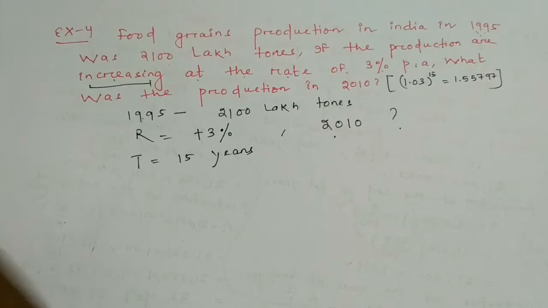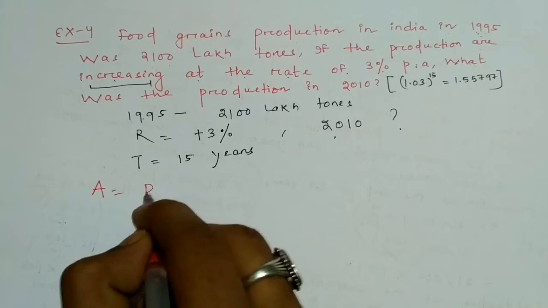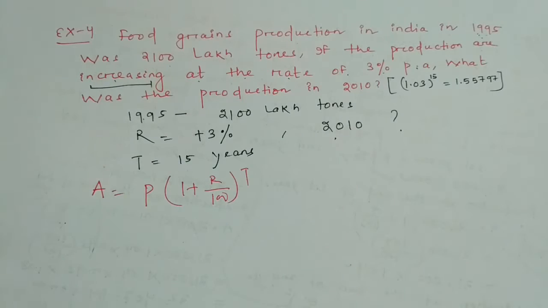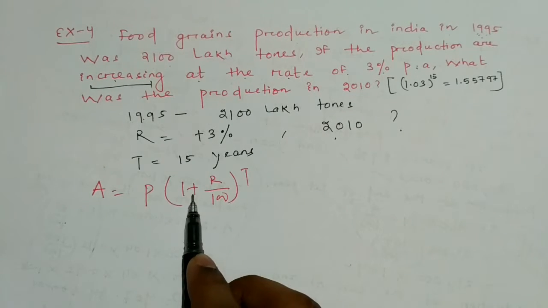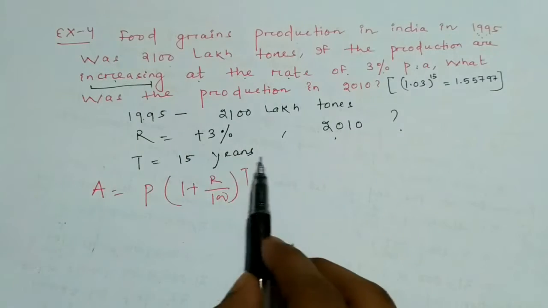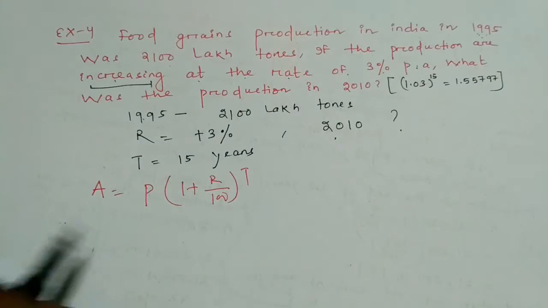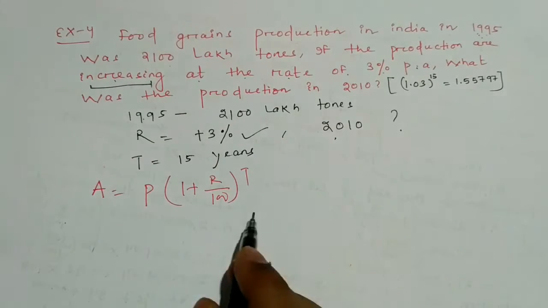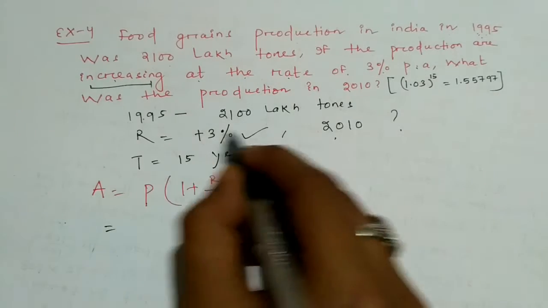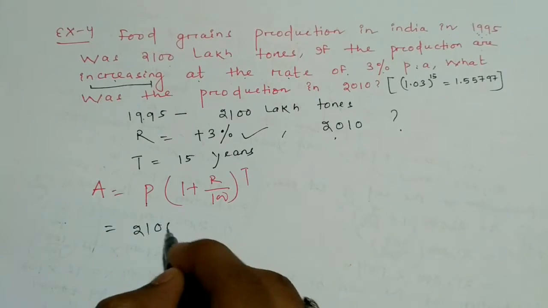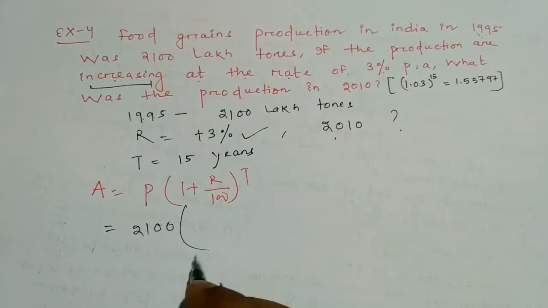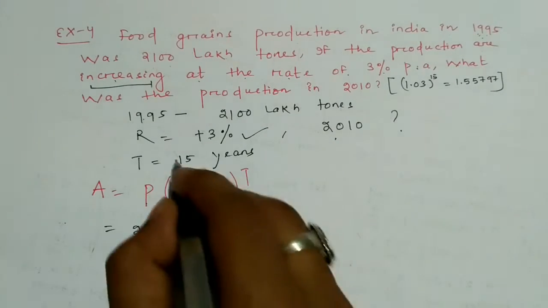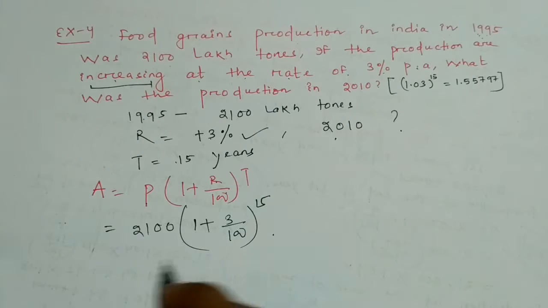So simply again the same formula, the same process. A is equal to P whole 1 plus r by 100 to the power t. Fine. And remember, r is always positive in case it is increasing, and r is negative if it is decreasing. So here it is increasing, so we have to put 1 plus r by 100. Okay, P is how much? 2100 lakh tons, whole 1 plus r, which is 3 divided by 100, to the power t, that is 15 years.